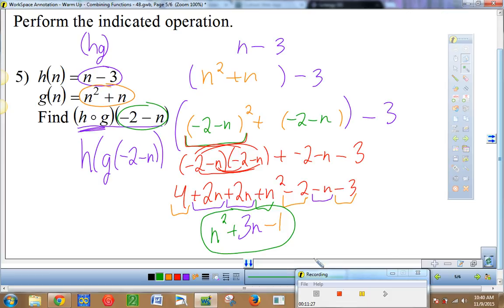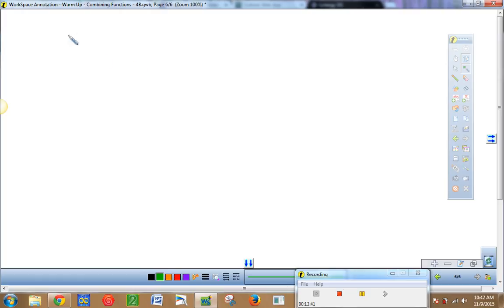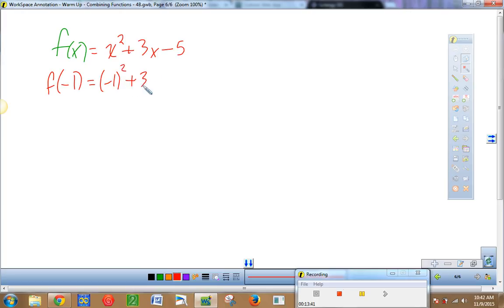Whatever is here is an input. It doesn't matter what it is. Let's write in a color that you can kind of see a little better. F of x equals x squared plus 3x minus 5. And I say f of negative 1. What do you do? What does it look like? Negative 1 squared plus 3 times negative 1 minus 5.